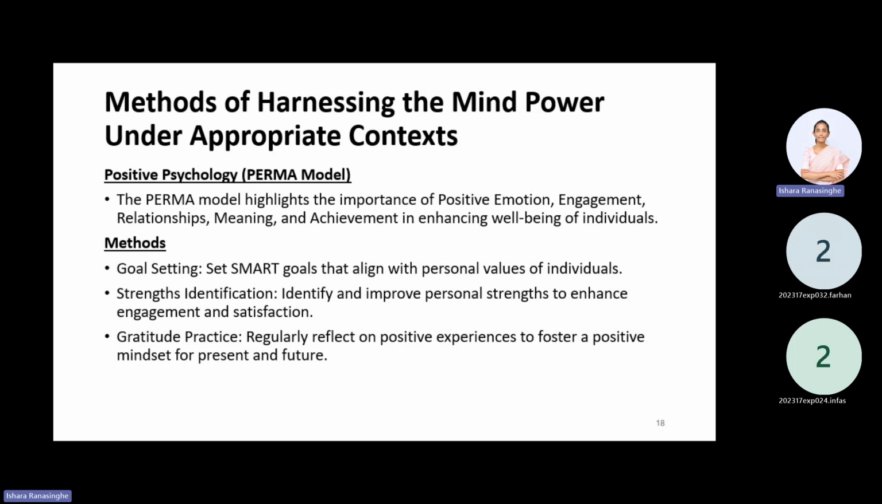So there's another technique that we can use to enhance the mind power of our subordinates: the technique of positive psychology, the PERMA model. P stands for positive emotions, E for engagement, R for relationships, M for meaning, and A for achievement. Here you can see how we can use this method to improve the mind power of our subordinates.